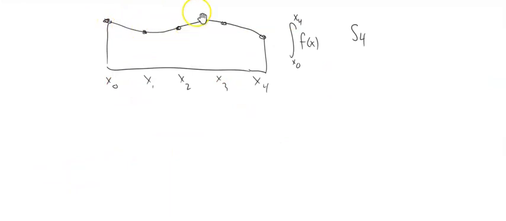Here's our function. It just looks like some shape. I'll just call it f of x. We're going to go from x sub 0 to x sub 4. It's 4 partitions, so I've already split it up into 1, 2, 3, 4, 5 pieces, which give me 4 partitions, 4 spots in here.